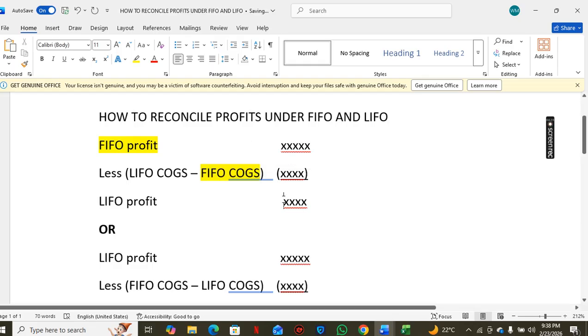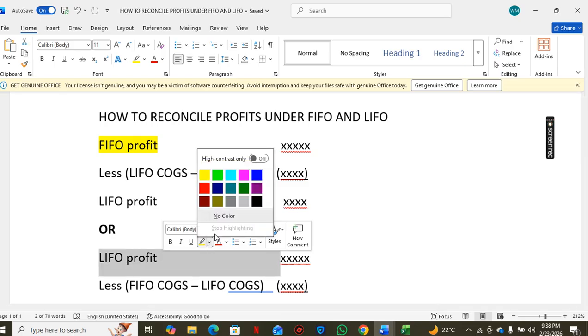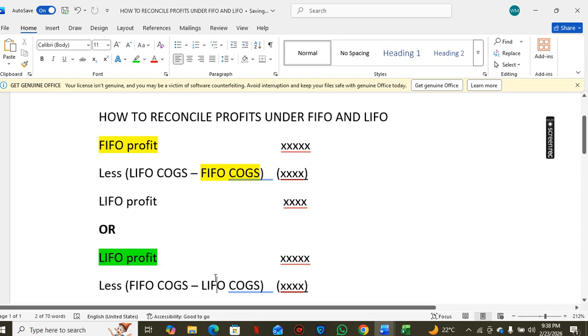That's how you can do it if the question asks you to reconcile the profits and you have forgotten the format. You just say, I'm starting with my FIFO profit. Then when I'm subtracting the cost of goods sold, my FIFO cost of goods sold has to be at the end. And if I'm starting with my LIFO profit, when I'm subtracting the cost of goods sold, my LIFO should be at the end here.